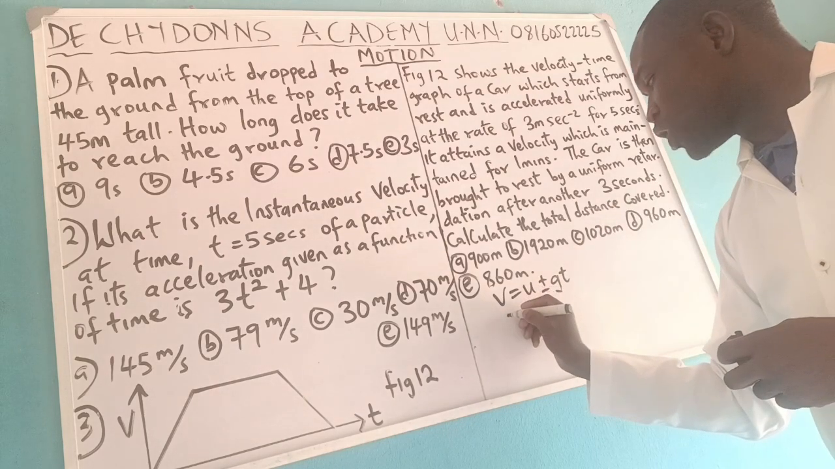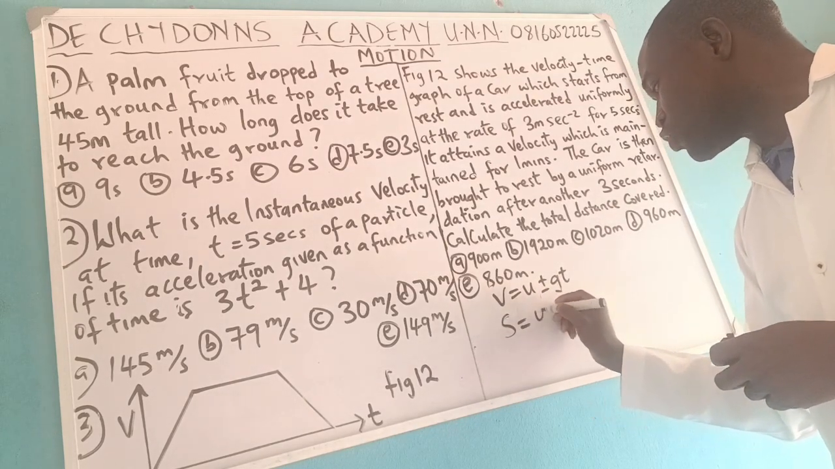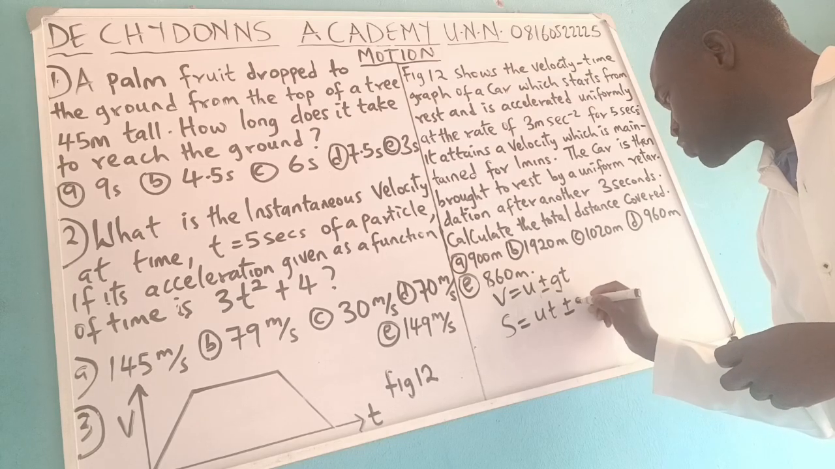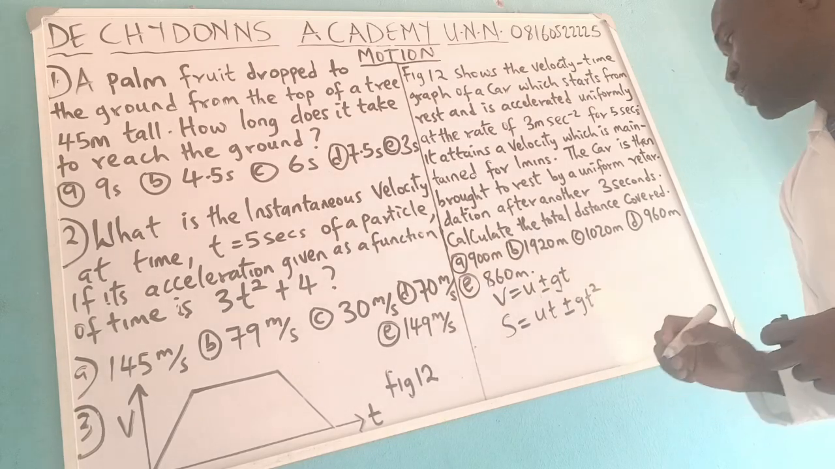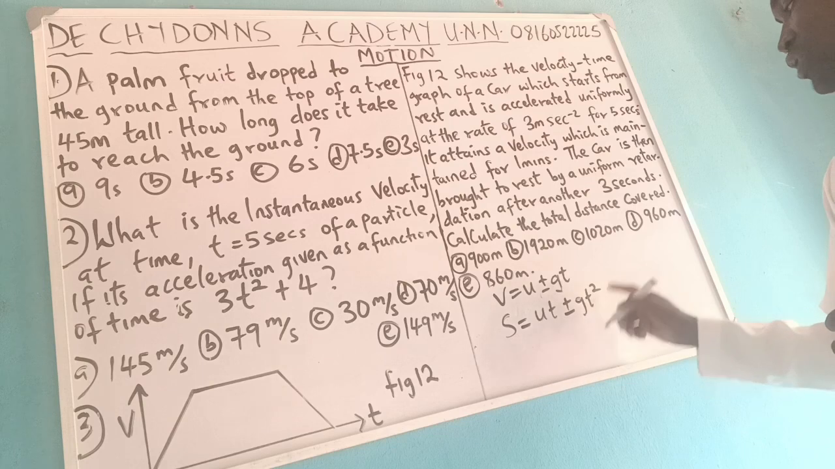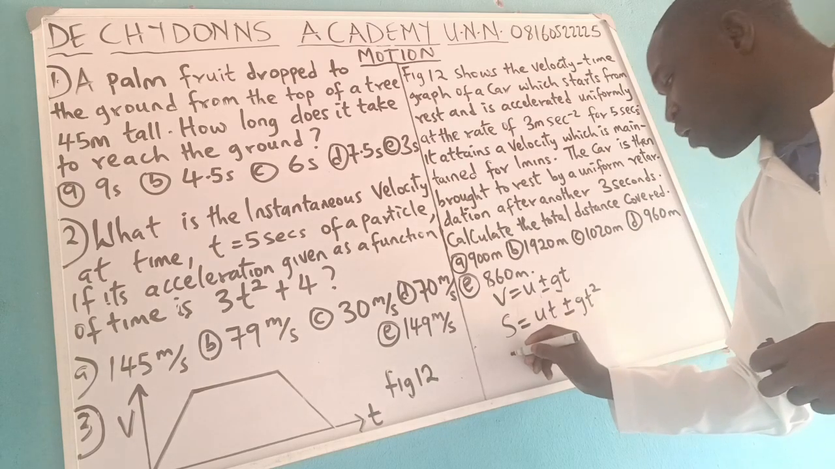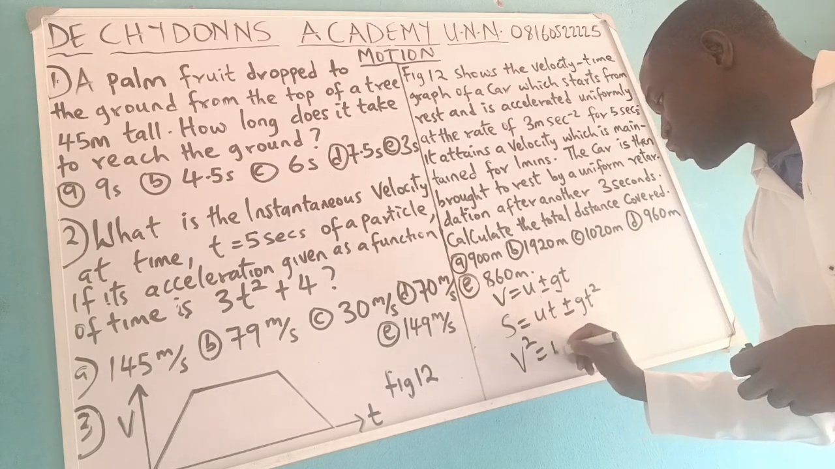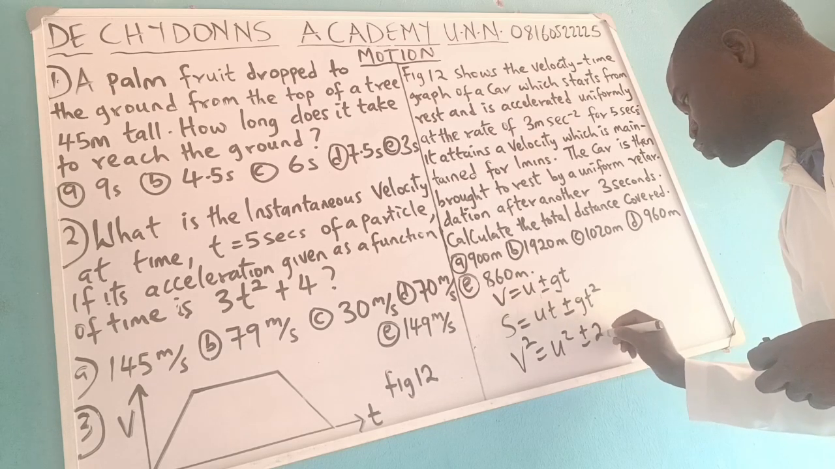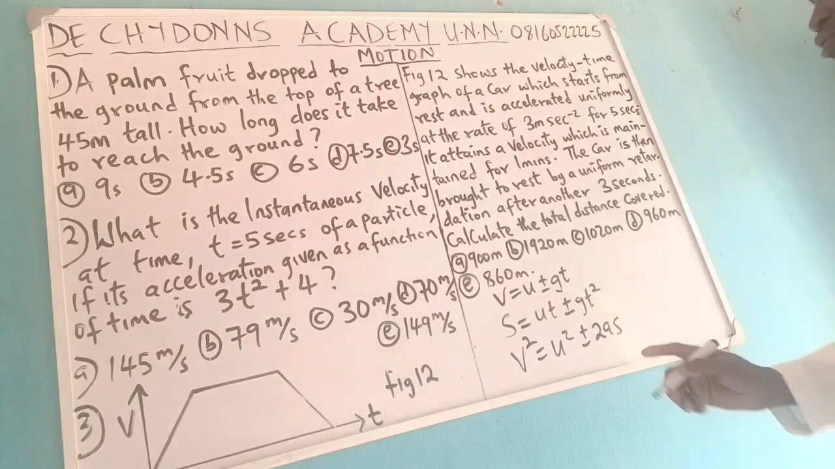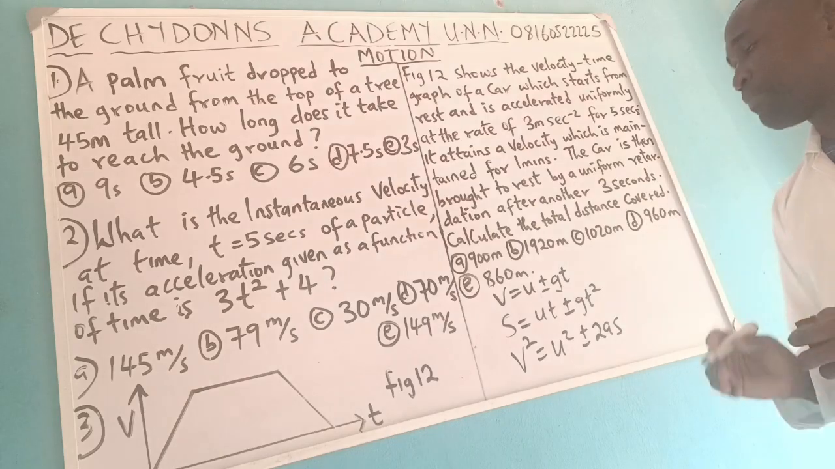Then another equation you shouldn't forget is S equals UT plus or minus half GT squared. These 2 equations are very, very important. Another one is V squared equals U squared plus or minus 2AX. Just 3, this equation is very important.